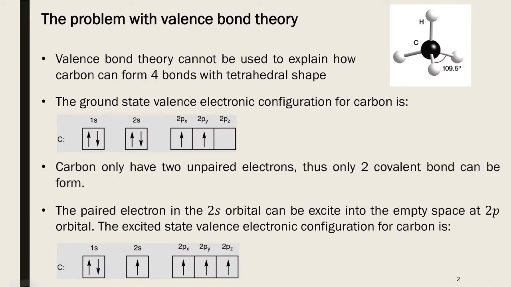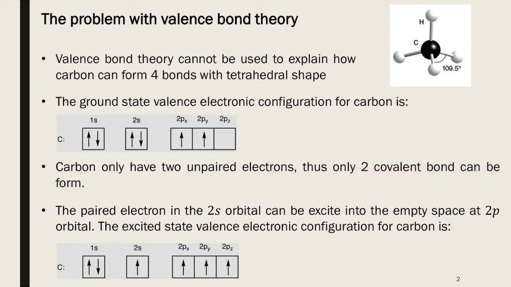So before we look into hybridization, first let's take a look at the problem with valence bond theory. Actually, valence bond theory cannot be used to explain how carbon can form 4 bonds with tetrahedral shapes. When we look at the ground state valence electronic configuration for carbon, we can see that carbon only has 2 unpaired electrons, meaning to say carbon can only form 2 covalent bonds.